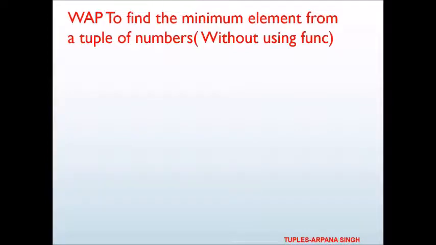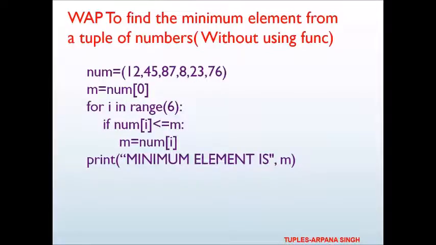Next is a program to find the minimum element of the tuple without using the min function. In this case, this is the code. Suppose this is the tuple. You will consider the first element as the smallest element, and then from the first element to the last element you have to compare. So this is the traversal. This is how you carry out the traversal in the tuple using range function and for loop. For i in range 6 means you are using indexes. The indexes are 0, 1, 2, 3, 4, 5. So here you will use 6.